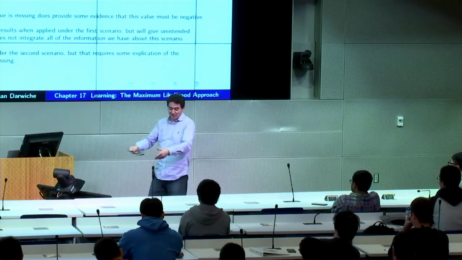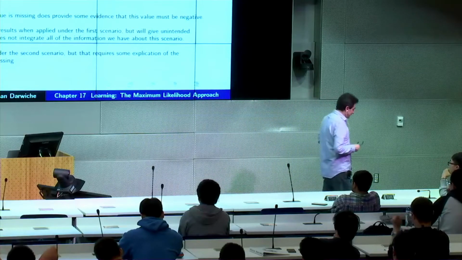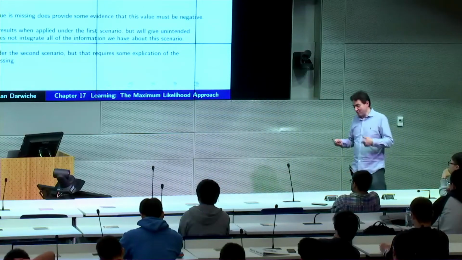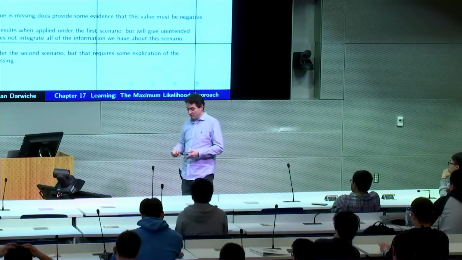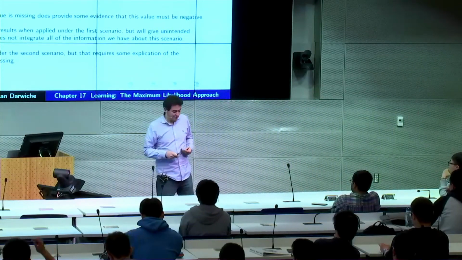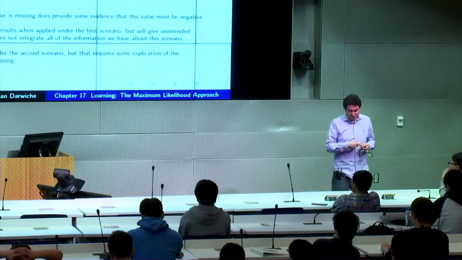So what we're going to be doing next is talking about the method for estimating parameters under incomplete data when the data is missing at random. So you won't learn something from the fact that something is missing. And handling missing data is actually fun.